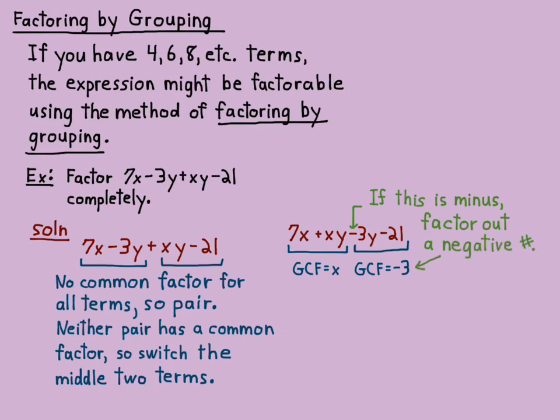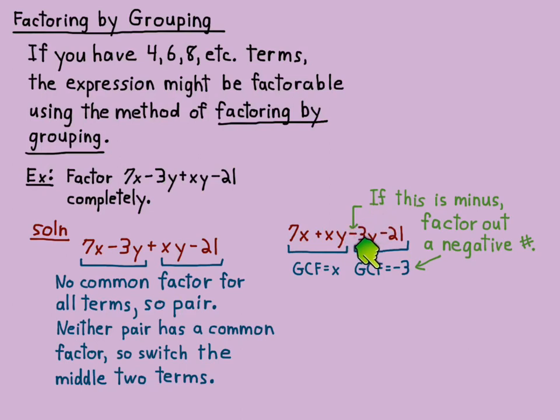So the rule, there is actually a rule here if you want to get these right. If this third term is negative, regardless of whether the last term is negative, if this third term is negative, always factor out a negative number for your GCF. It's not really technically the greatest common factor. That would be 3, because 3 is bigger than negative 3. But think of it as the greatest common factor. It's the thing you're going to factor out as negative 3 regardless.